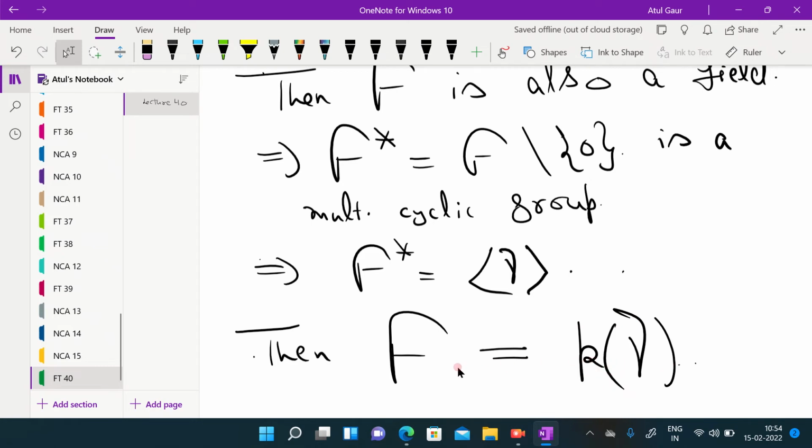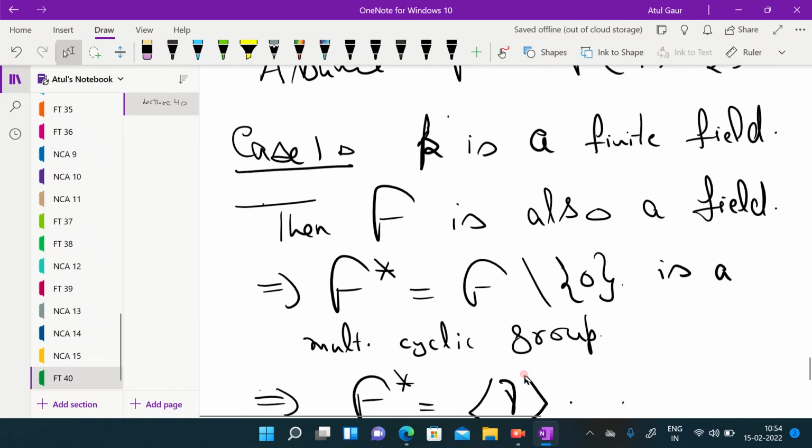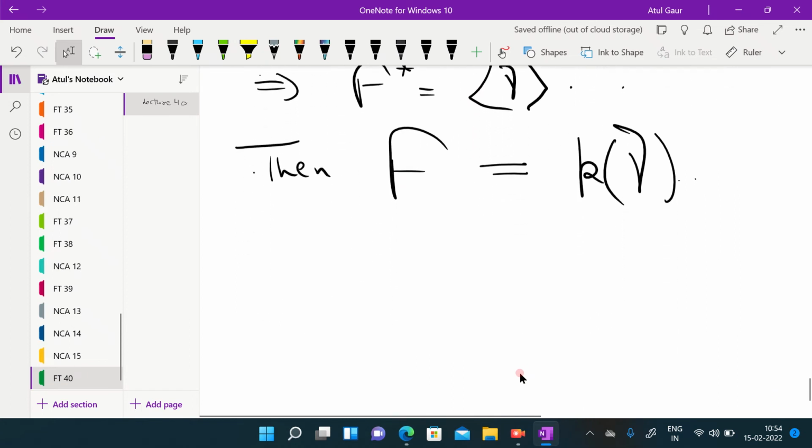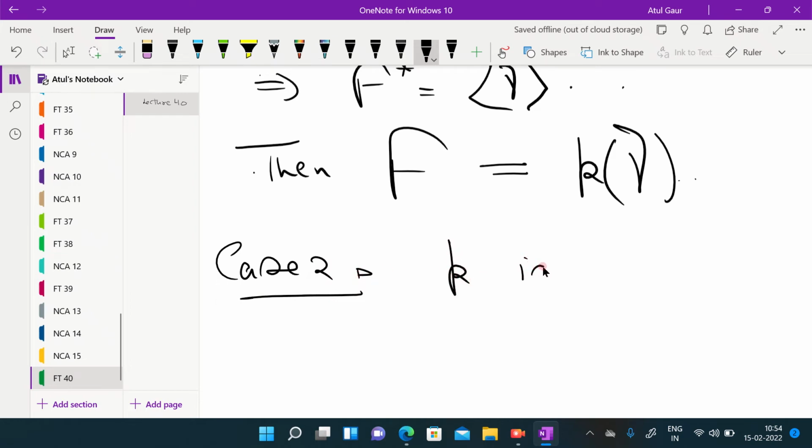ठीक है, because gamma is in F and K is in F, so K(gamma) will be in F. On the other side, every non-zero element in F is a power of gamma, so F will be contained in K(gamma). So F equals K(gamma). So when K is a finite field, this is fairly easy. You consider the generator of the multiplicative cyclic group, and that will be the primitive element. Now suppose K is an infinite field.